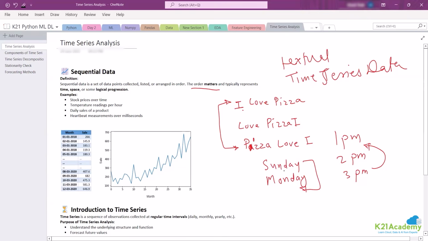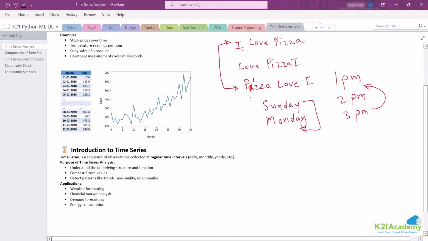Now, in time series we do many kinds of analysis. The applications of time series include weather forecasting, financial market analysis, demand forecasting, and energy forecasting. These are the kinds of applications that we perform in time series analysis.